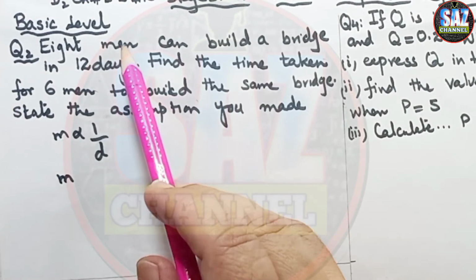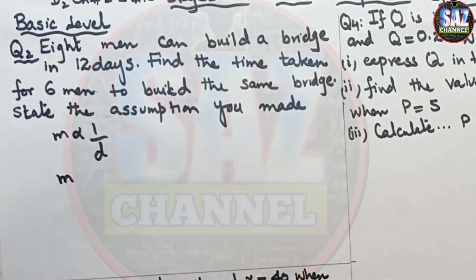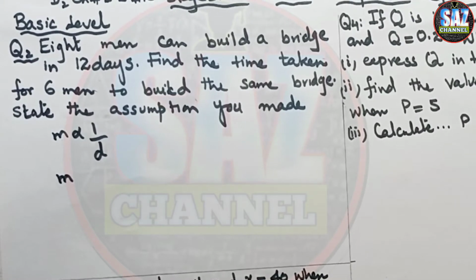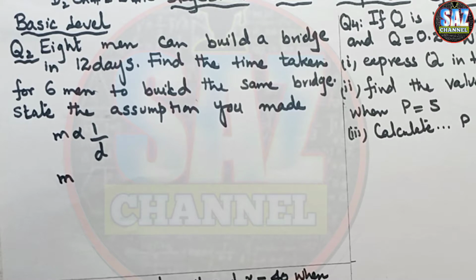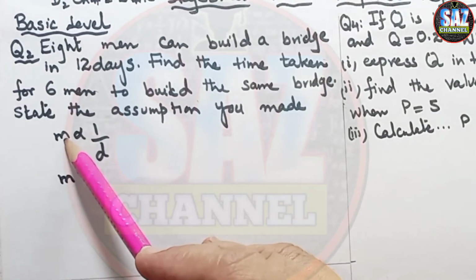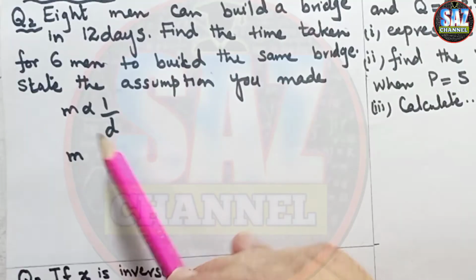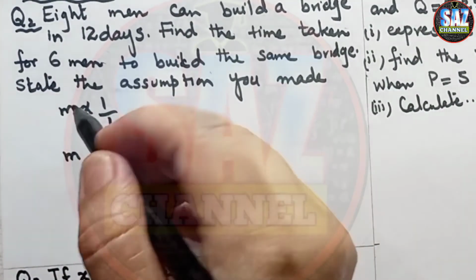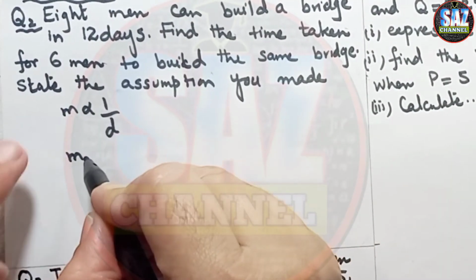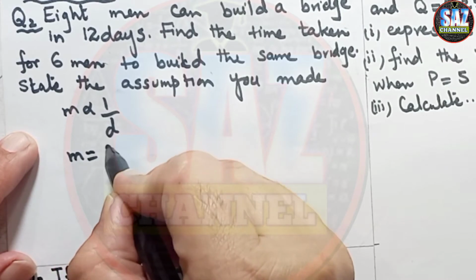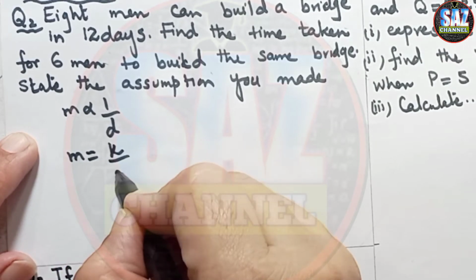As men are inversely proportional to the number of days, the reason is that when men increase, the construction can be done in fewer days, or when the men decrease, they need more time to construct the same bridge. So the relationship is men inversely proportional to days, or when we remove the proportionality sign, we put an equal sign and write m equals k by d.